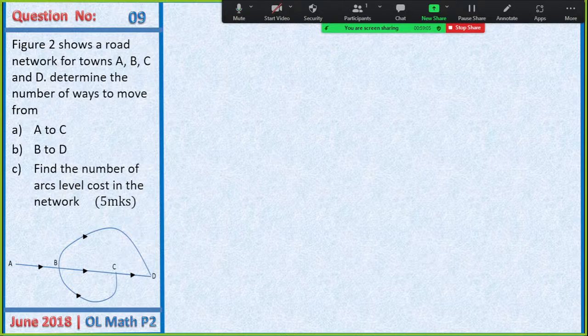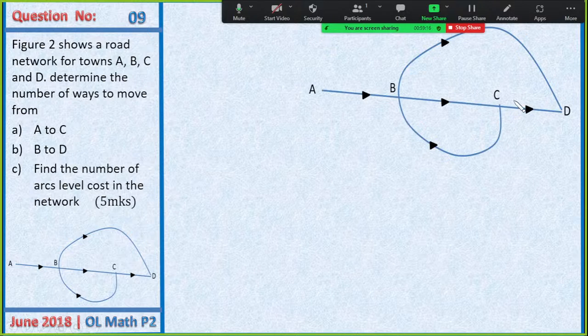Question 9. Figure 2 shows a road network for towns A, B, C, and D. Determine the number of ways to move from A to C. So this is our network. In how many ways can we move from A to C?